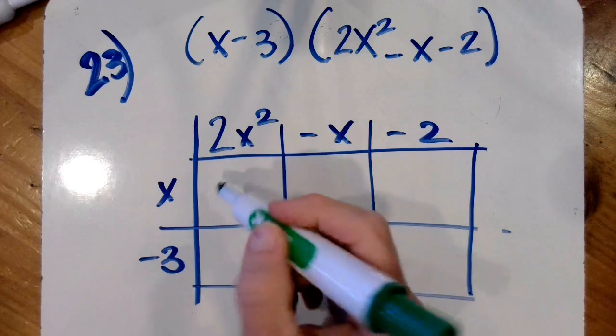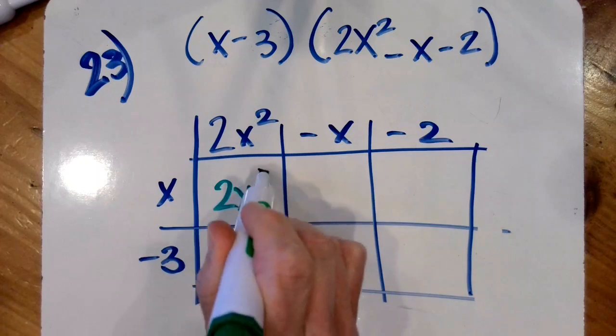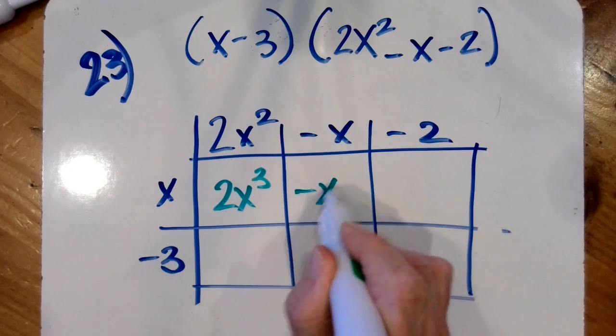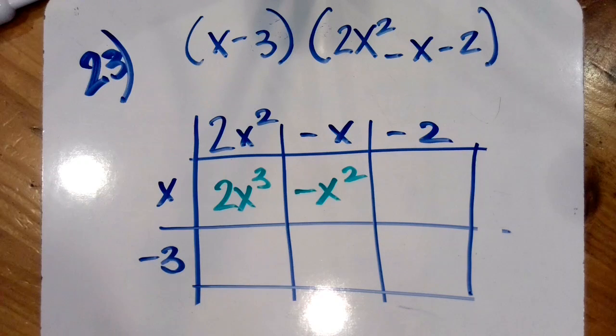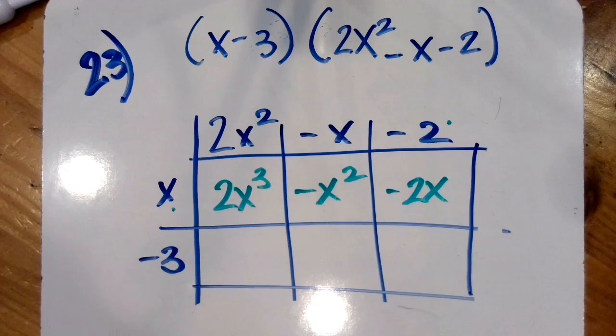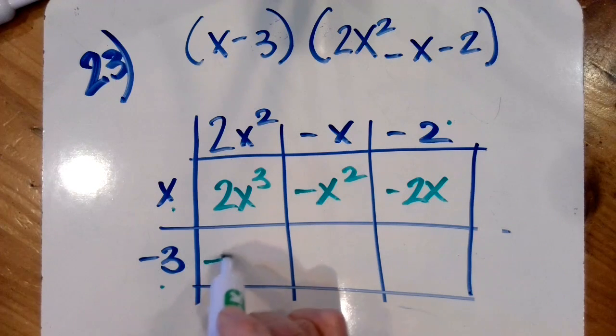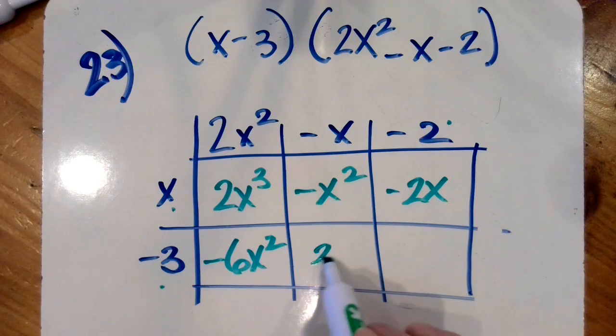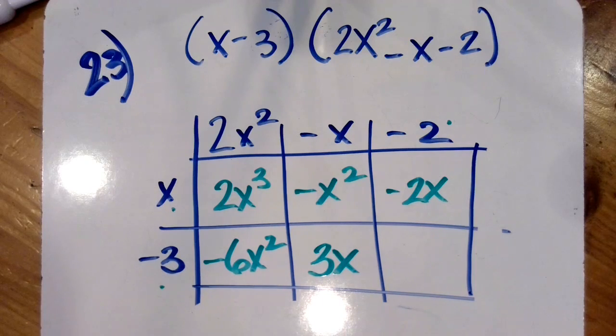2x squared times x sounds like 2x to the third. X times negative x is minus x squared. X times negative 2 is minus 2x. Negative 3 times 2x squared is negative 6x squared. Negative 3 times negative x is positive 3x. Negative 3 times negative 2 is positive 6.